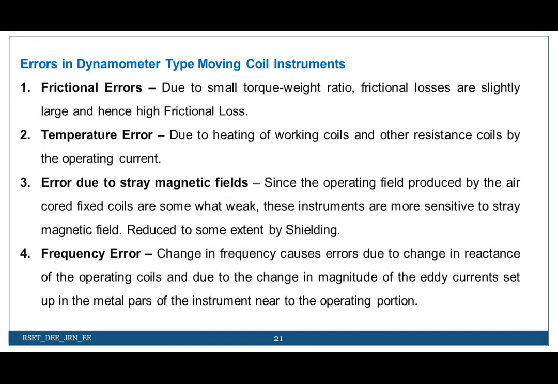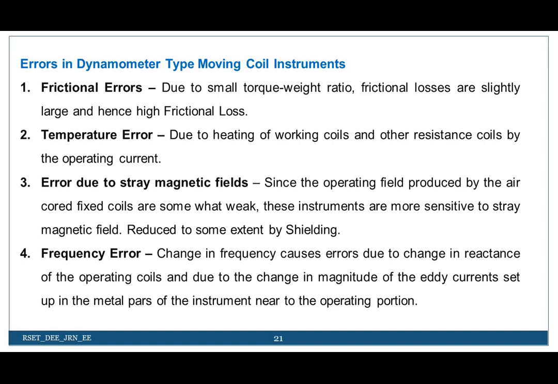Now, errors found in these dynamometer type moving coil instruments, a few of them: frictional errors. Due to small torque weight ratio, frictional losses are slightly large. Next, temperature error due to heating of working coils and other resistance coils by the operating current. Error due to stray magnetic fields. Since the operating field produced by the air-cored fixed coils is somewhat weak, these instruments are more sensitive to stray magnetic fields, reduced to some extent by shielding.